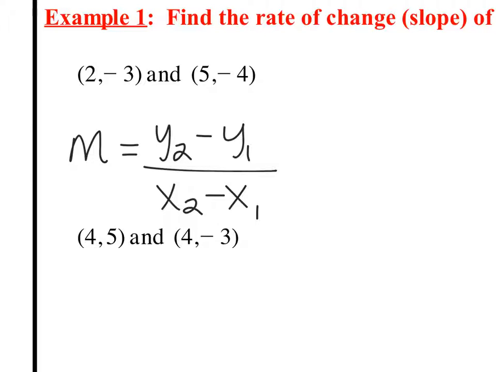So then we label our points. This is the first point, 2, negative 3. The second point is 5, negative 4. So we label x1, y1. All that means is x and y values from the first point. That's what the little 1 means. And then x2, y2, x and y values from the second point.